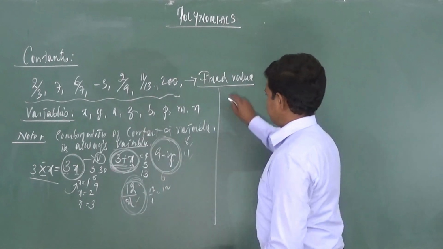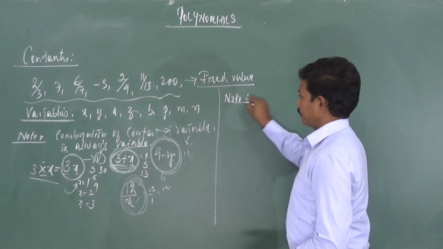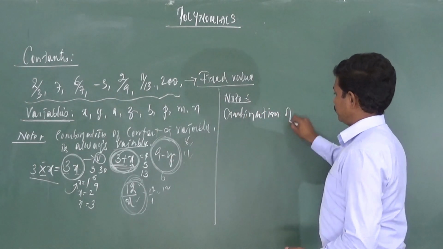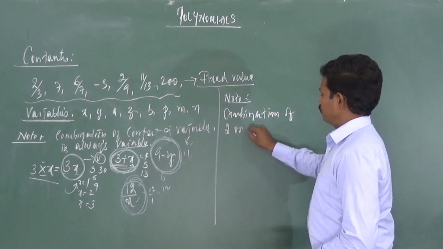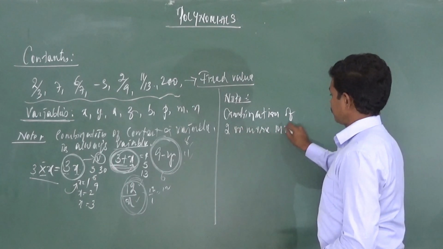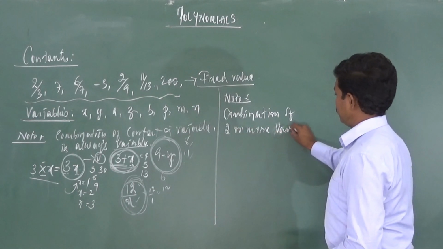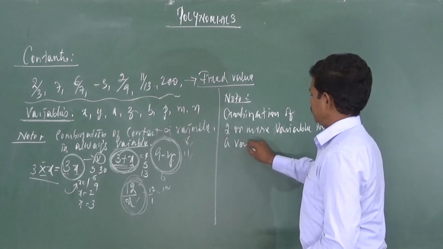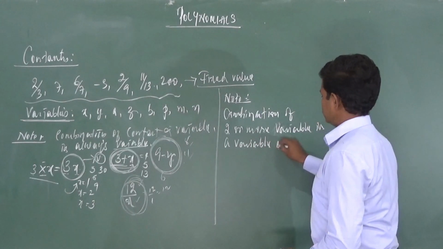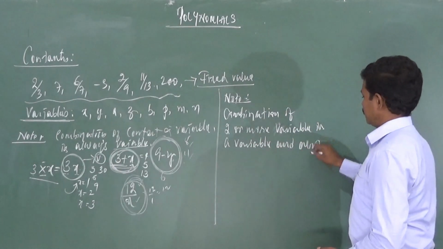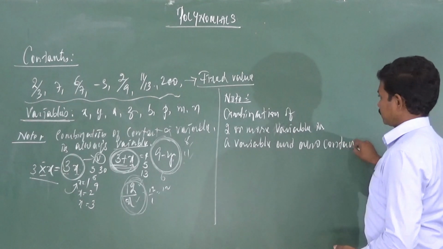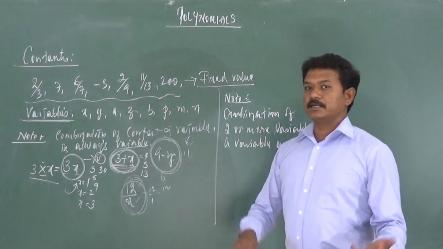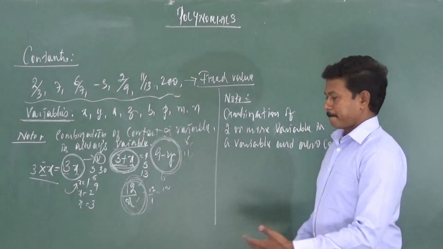We'll go with another one. This is also very important. Combination of two or more variables. Two or more variables is a variable and also a constant. Combination of two or more variables is a variable at times, and at times it can also be a constant.